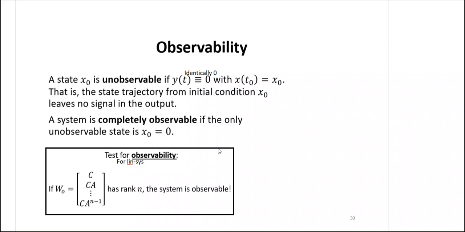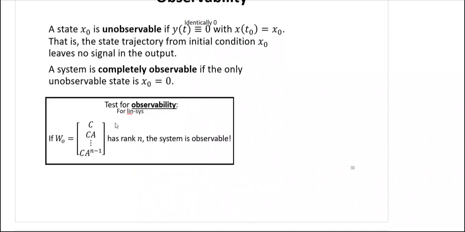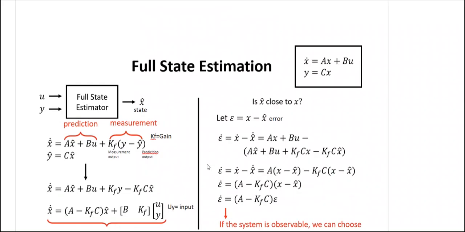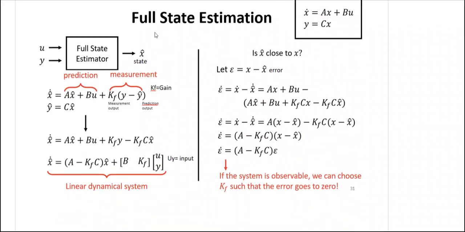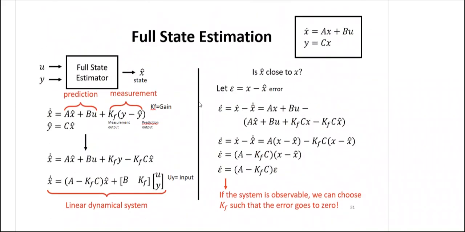If things are perfect and we get no output, then we know things are perfect. But when there's a tiny imperfection and we get some output, then we know something's wrong, and in that case it's completely observable. There's a test for linear systems: if the observability matrix has rank n, then the system is observable, and we can do full state estimation.